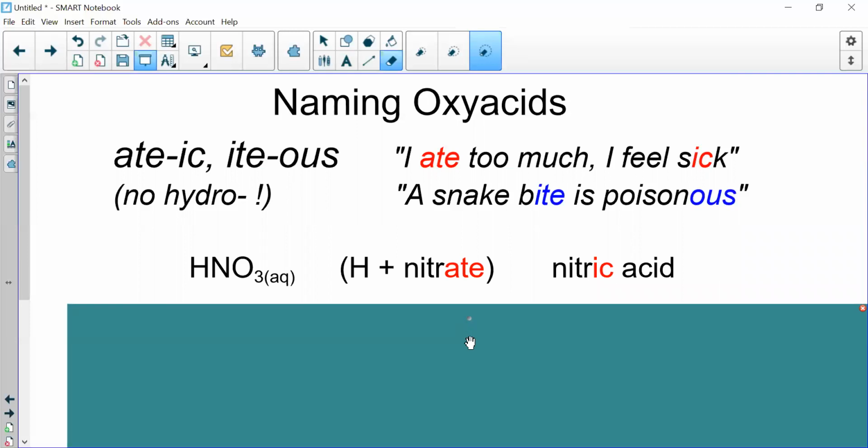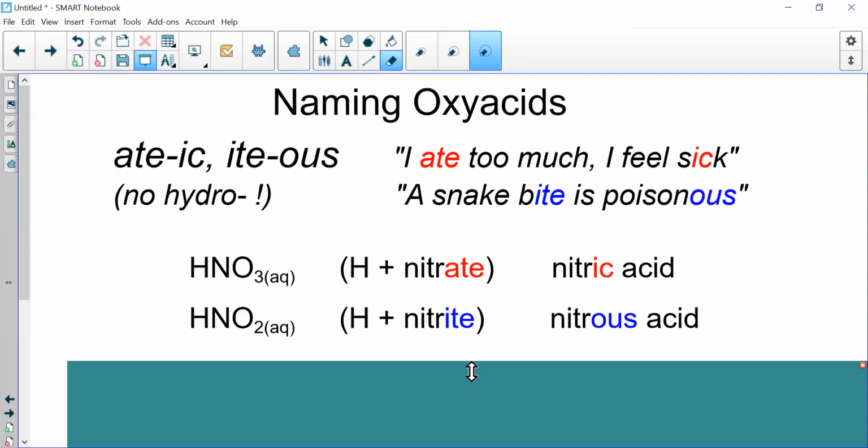HNO3. Okay, HNO3. That's hydrogen plus nitrate. This is called nitric acid because ate-ic, right? And notice no hydro. You don't say hydronitric acid. It's just nitrate becomes nitric acid. HNO2. NO2 with the charge of minus is nitrite. So this is hydrogen plus nitrite. So notice ite-ous. So nitrite becomes nitrous acid.